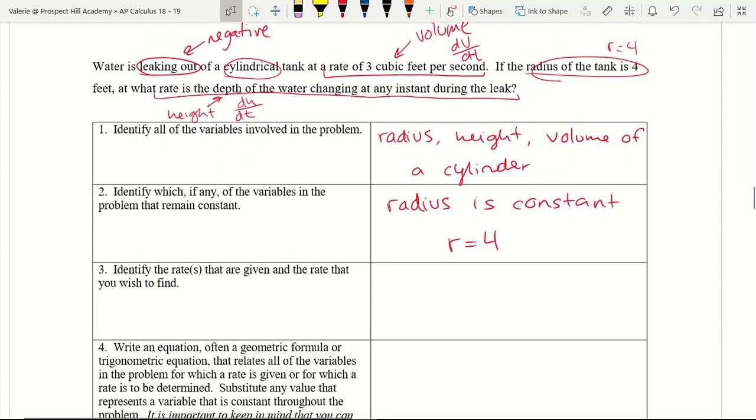Okay, so now we need to identify the rates that we're given and the rate that we wish to find. We're given dV dt, which we're told is 3 cubic feet per second, and we're looking for dH dt. And the units for that will just be feet per second. Okay, we're also told that water is leaking, so volume is decreasing. So the rate should be negative in that case.